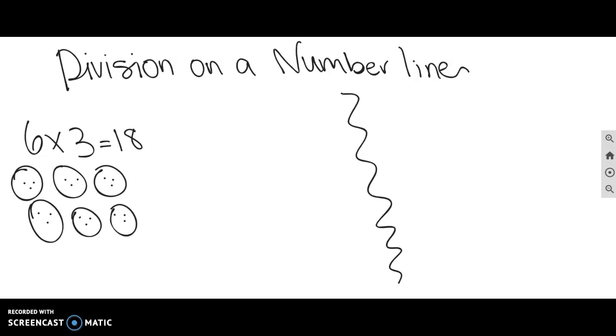Video is about division on a number line. For today's video, we are going to review multiplication and then we are going to start on dividing with a number line. So let's review our multiplication.